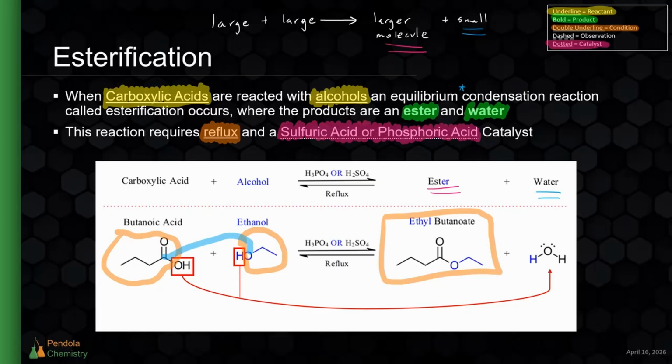Now remember that ester names come from the alcohol section, is what we call this, and the carbonyl section is what we call this. So this one particularly will be ethyl, and then because this is 1, 2, 3, 4, butanoate. So this is ethyl butanoate. That will be the ester that gets created here. So that's esterification. It's a process of combining a carboxylic acid with an alcohol through reflux and a catalyst of either phosphoric or sulfuric acid to create an ester and water.